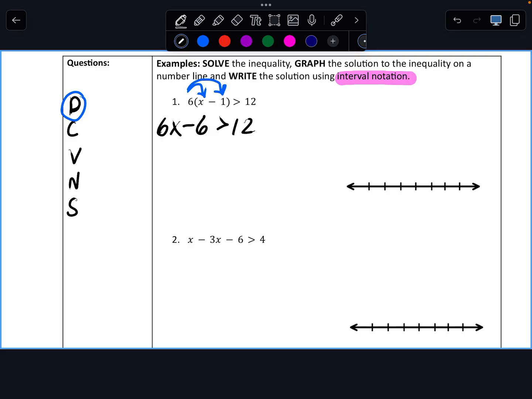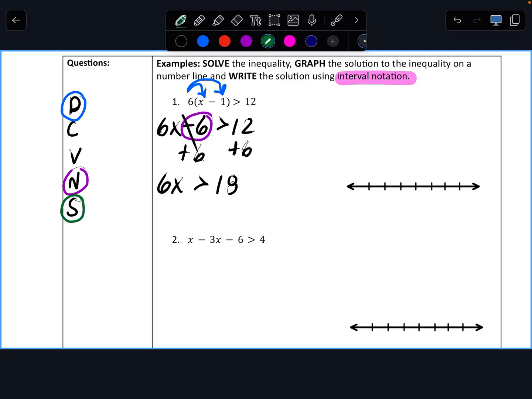All right. I don't have any like terms. I don't have a variable on both sides, but I do have a constant that I need to move to the other side using inverse operations. So right now it's minus 6. I need to add 6 to both sides. So this cancels. I'm left with 6x is greater than 18.